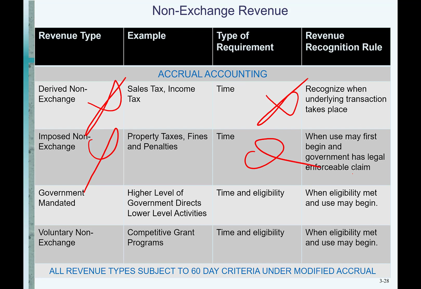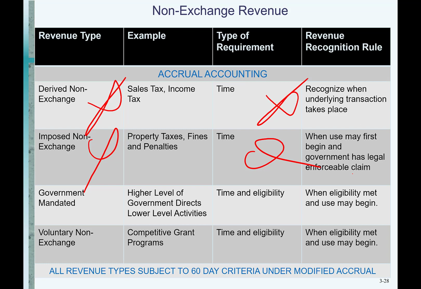We have all the categories, don't we, of non-exchange revenue: derived, imposed, government mandated, voluntary, right? Let's see what we say. We give you examples. Derived non-exchange: sales tax, income tax, right? They derive their value from the underlying transaction. We only worry about time requirement for that one, right? And the rule was when the underlying transaction took place. That's the full accrual rule right there. Okay. Notice that all revenue types are subject to the 60 days. So you always got to keep your eye on that 60 day. Will they collect within 60 days?